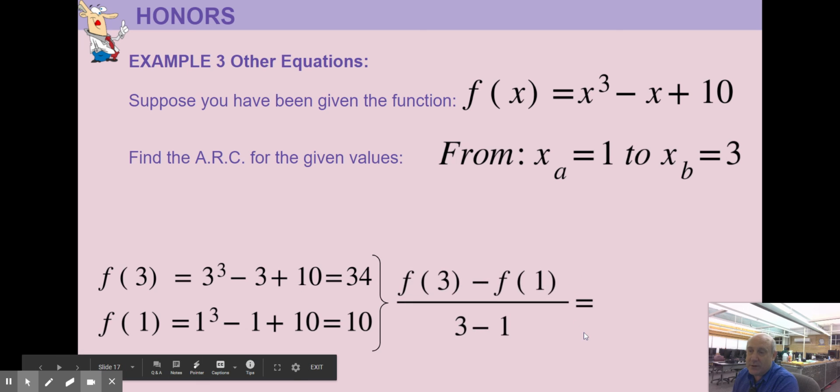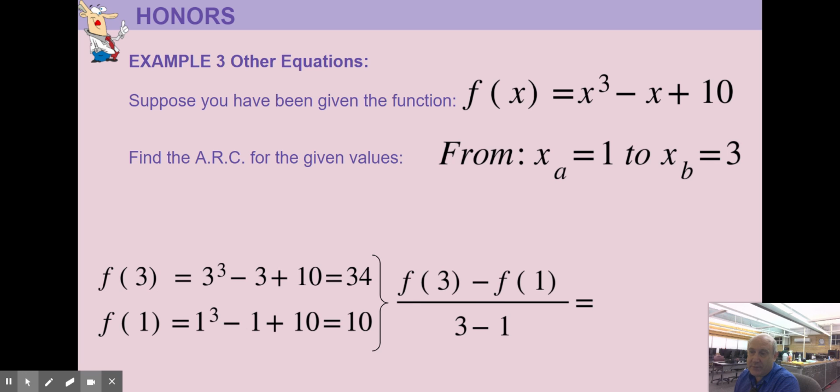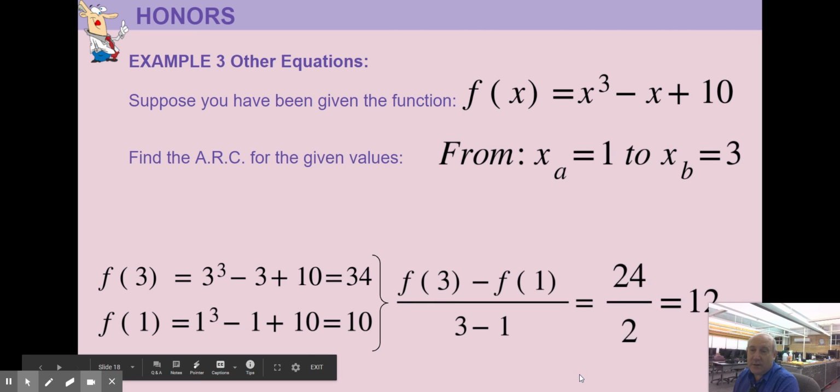If we use the rule that we came up with for finding the average rate of change, the value of the function at 3 minus the value of the function at 1, over the input 3 minus 1, that gives us 24 over 2, which simplifies to 12. Okay, that should be enough to get you started. Good luck.